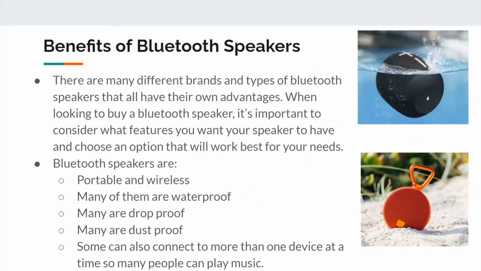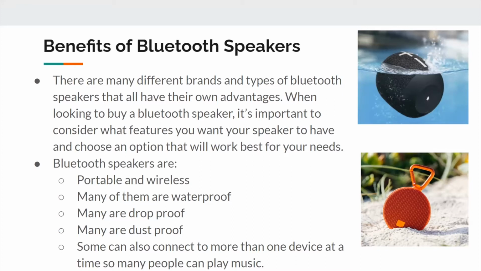Now, looking at the benefits of Bluetooth speakers. There are many different brands and types of Bluetooth speakers that all have their own advantages. When looking to buy a Bluetooth speaker, it's important to consider what features you want your speaker to have and choose an option that will fit your needs. So some of the features of Bluetooth speakers are that they're portable and wireless. Many of them are waterproof, many are drop-proof, many are dust-proof, and some can also connect to more than one device at a time, so many people can play music. But these ones do tend to be more expensive and also larger because they need more components for this functionality.